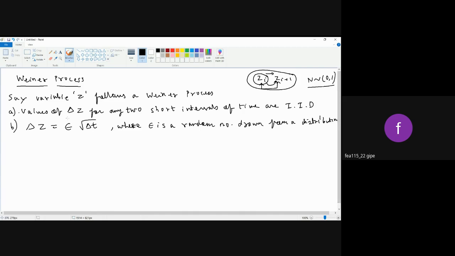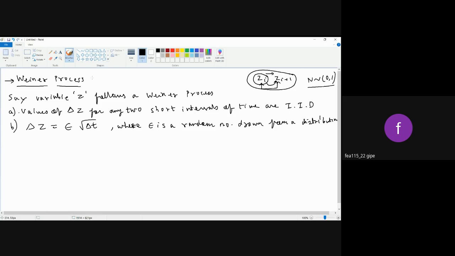But these are a couple of properties which are unique for any variable which follows a Wiener process. Firstly, increments in delta Z are IID. Also, delta Z is represented by epsilon root delta T, where epsilon is a random number which comes from a certain distribution. So these two are the properties which we'll require in our analysis as well. Again, these are just the standard things which are specific to this Wiener process. This is just the basic definition and properties of a Wiener process.